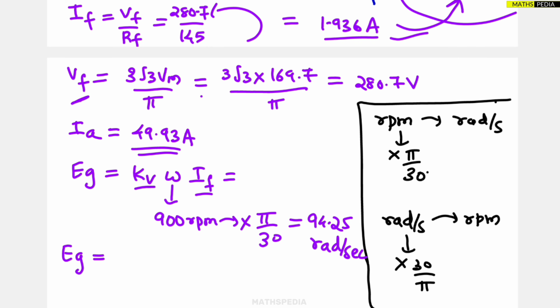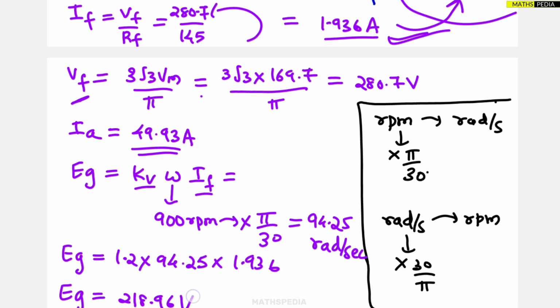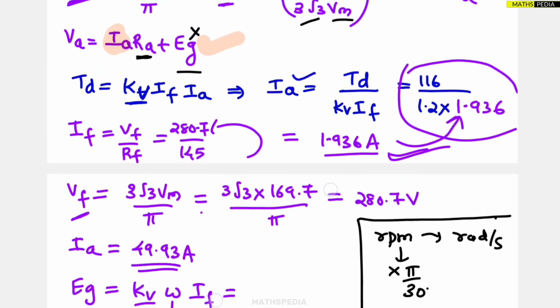Now you substitute. What is kV value? 1.2. What is omega? We just found out, 94.25. What is IF value? IF is the field current, which is 1.936. It is sitting over here, we found that out also. So how much EG value are you getting? EG value as 218.96 volts.